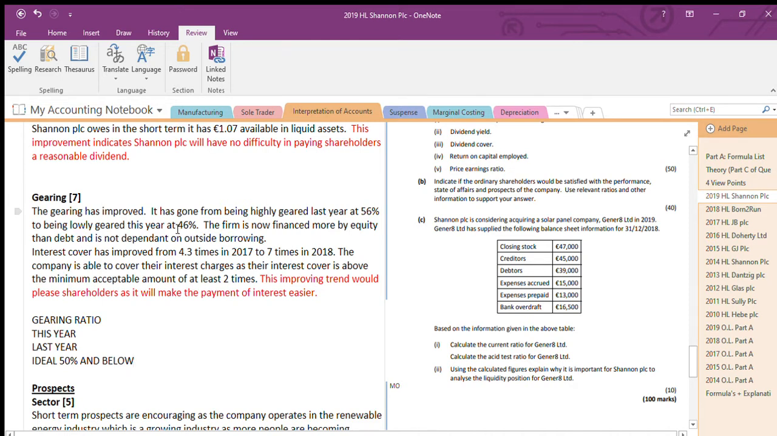So if it's less than 50%, that means just over 50%, 54% of it is financed by the business itself, and their debt makes up 46%. Whereas last year, their debt made up 56%, and that was highly geared, that was bad. So this year, 46%, it's below the ideal ratio, which is brilliant. The firm is financed more by equity than debt and is not dependent on outside borrowing.